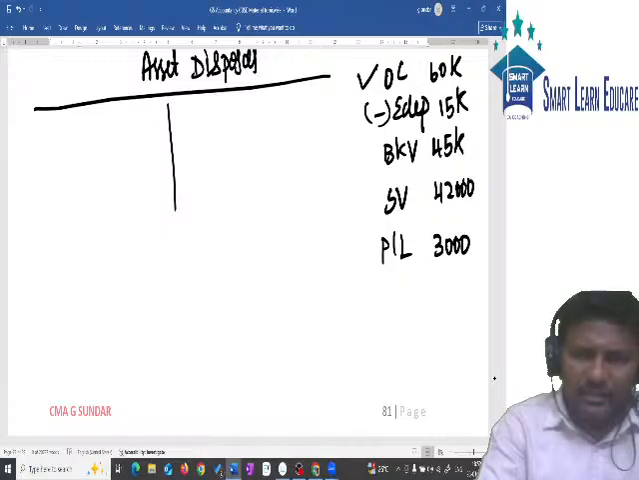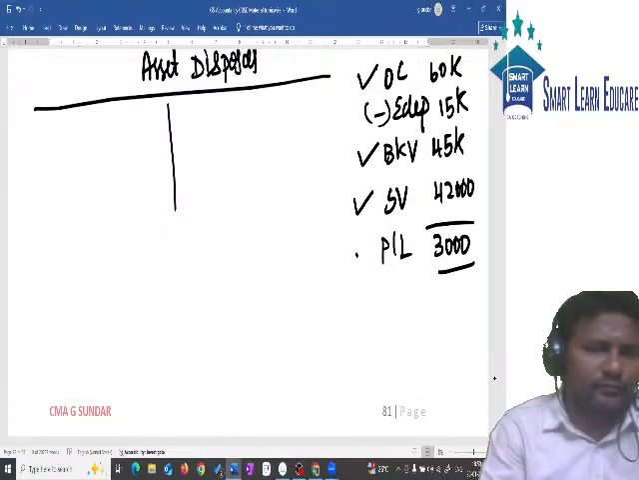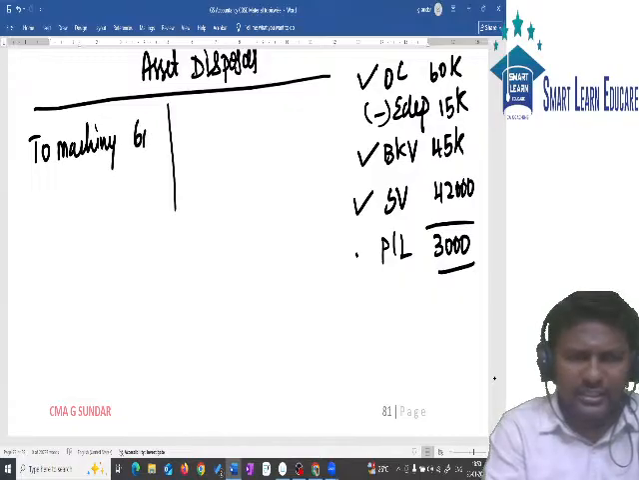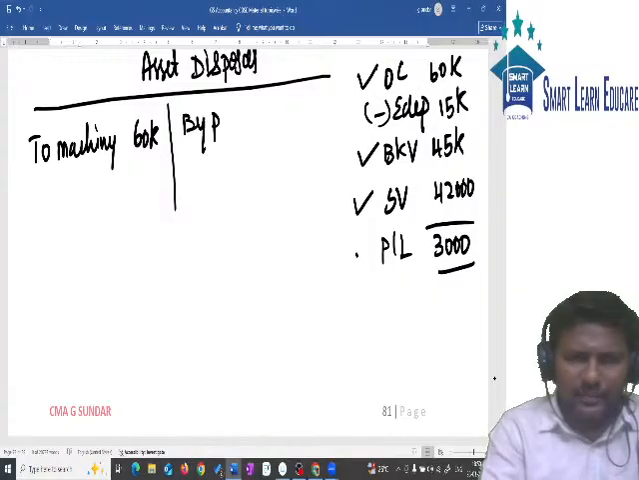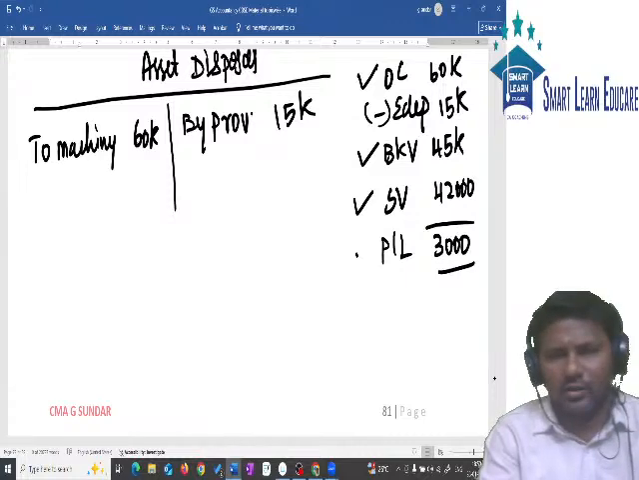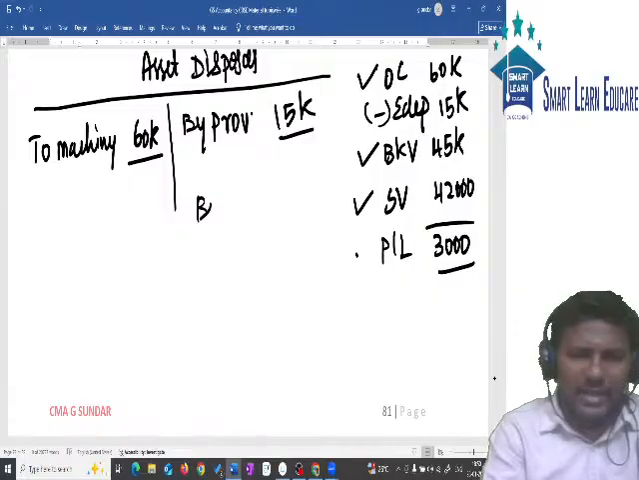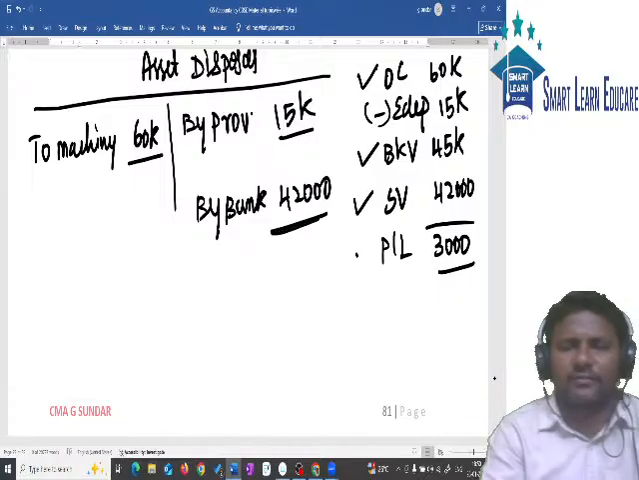So I tick the numbers given in the question. Other things we arrive at as a balancing figure. So the original cost of the asset: to machinery, it is 60. By provision for depreciation it is 15. So 60 minus 15 is the book value. This is sold by bank, for 42. So 42 we have as inflow of cash.